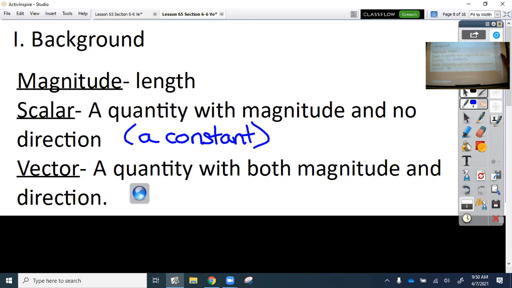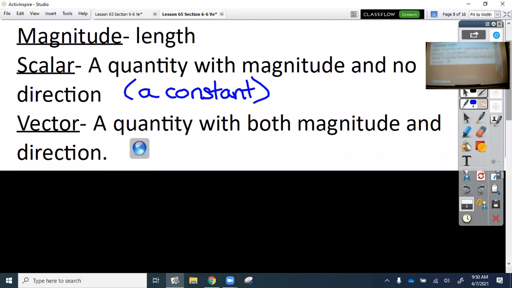Then we have what our topic is actually about today, which is a vector. A vector is a quantity with both magnitude and direction.